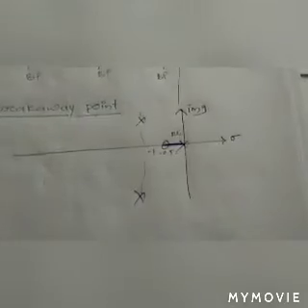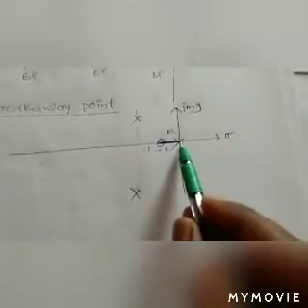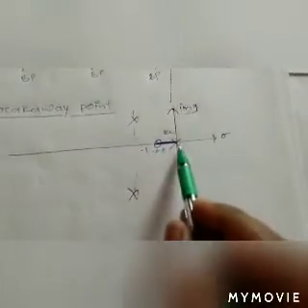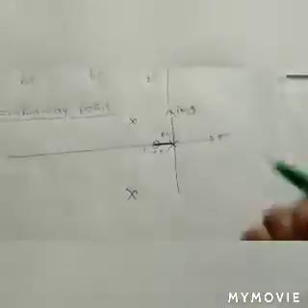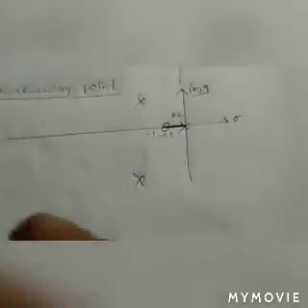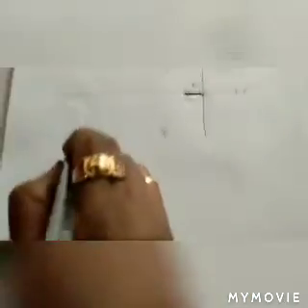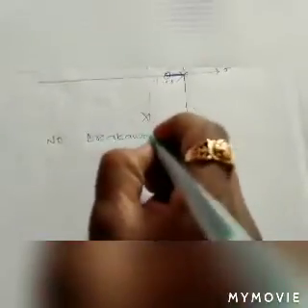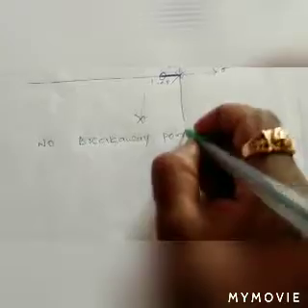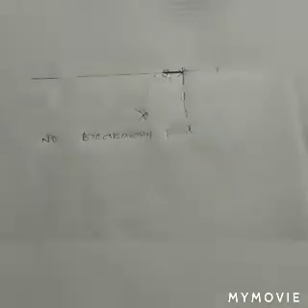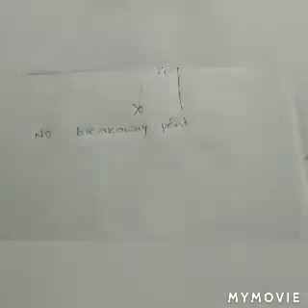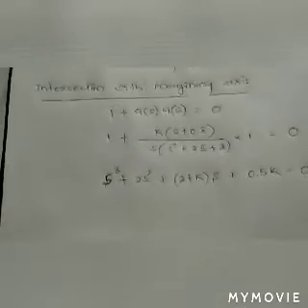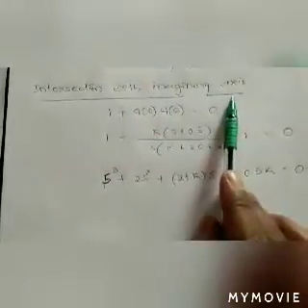But in our problem, a pole and a 0, two adjacent pole and 0, is there. So here breakaway point will not exist. So write a comment: no breakaway point.